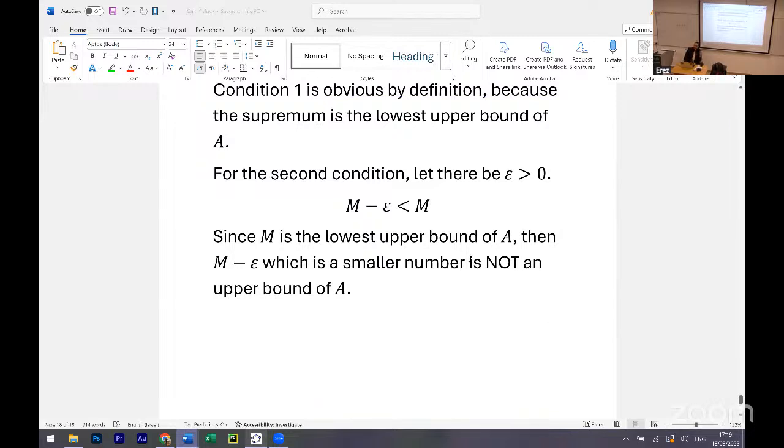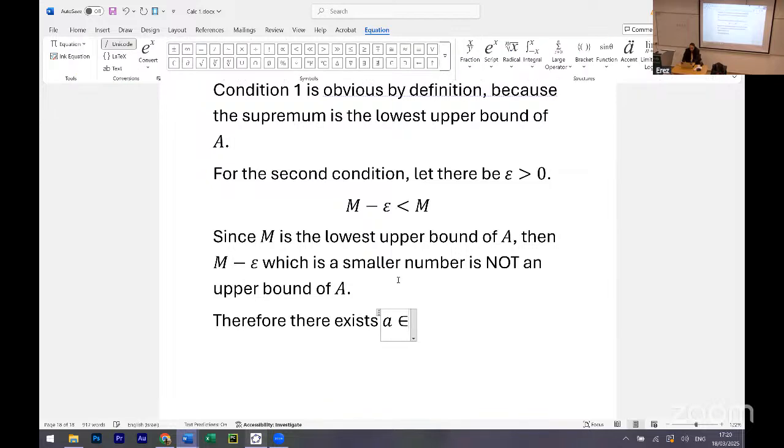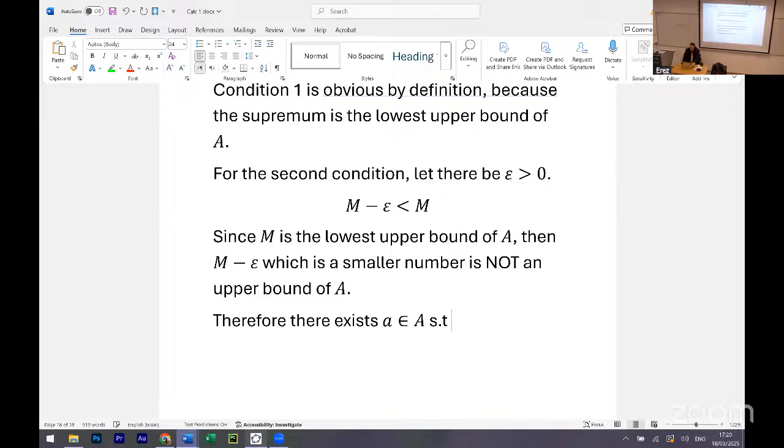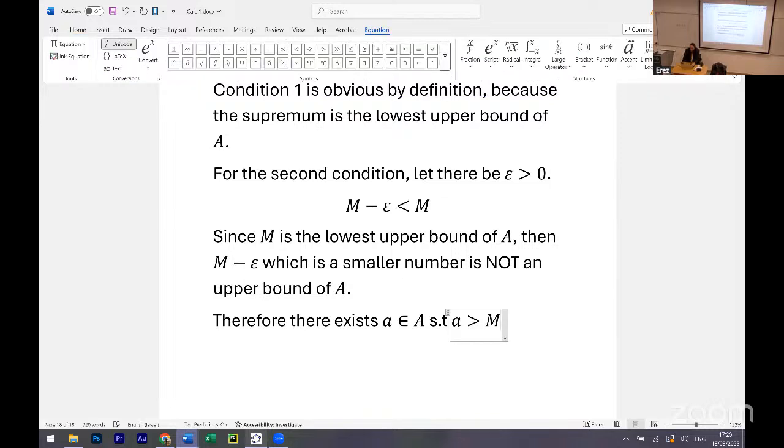Okay, since M is the lowest upper bound of A, then M minus epsilon, which is a smaller number, is not an upper bound. What does it mean not to be an upper bound? It means I'm not larger than everyone. That means someone is larger than me. Therefore, there exists a in A such that a is larger than M minus epsilon, which is exactly what we wanted.